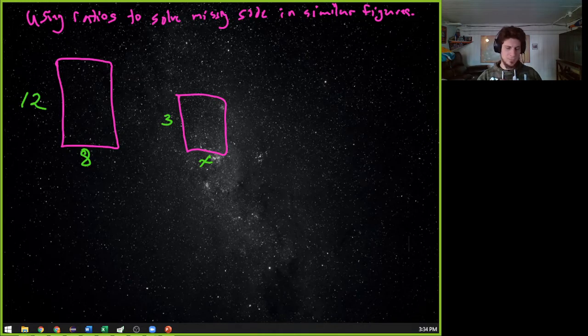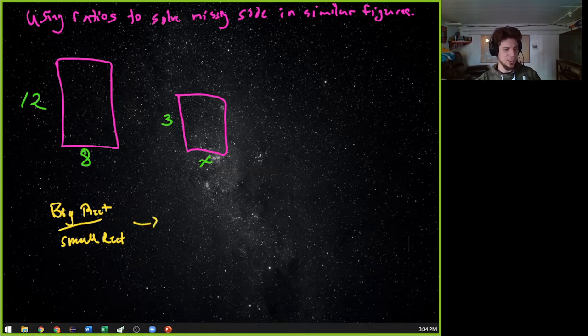So we're going to start with the big rectangle, and we're going to make it as a ratio over the small rectangle. So if you look at the first side that we have in the big rectangle, we have that 12, and the corresponding side in our similar figure is this one, that 3 there. So that's going to be 12 over 3.